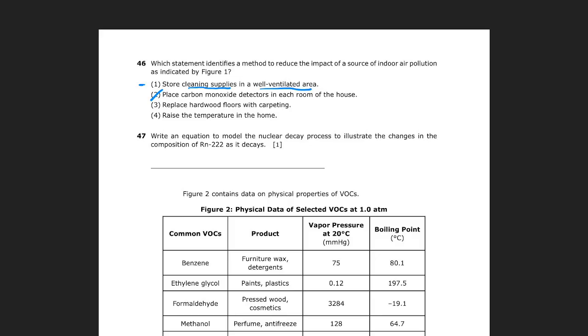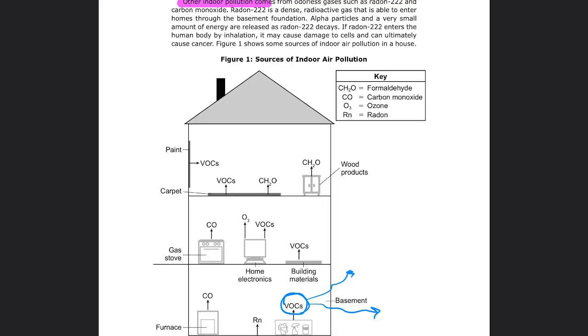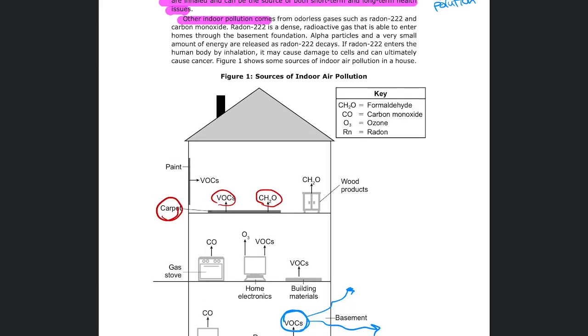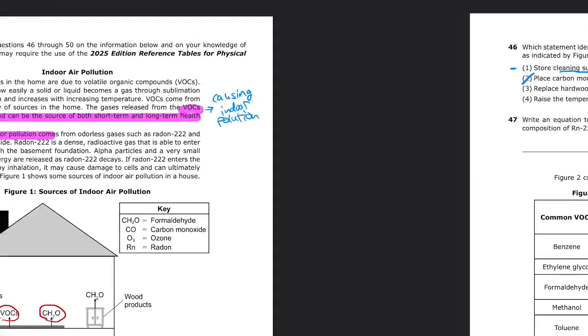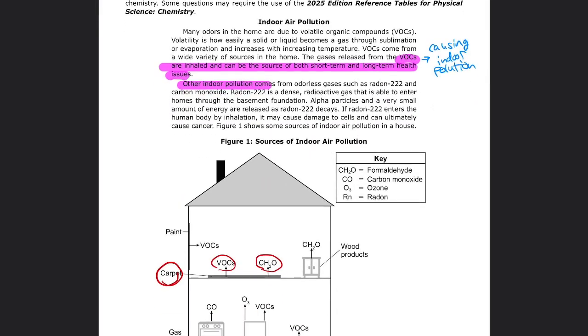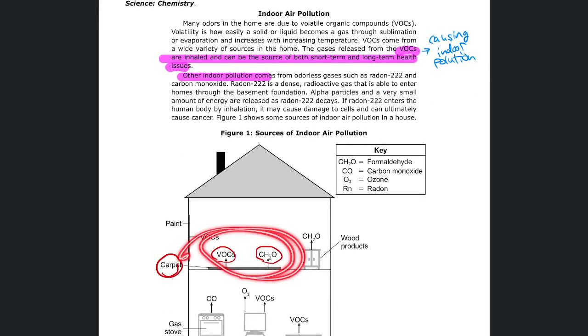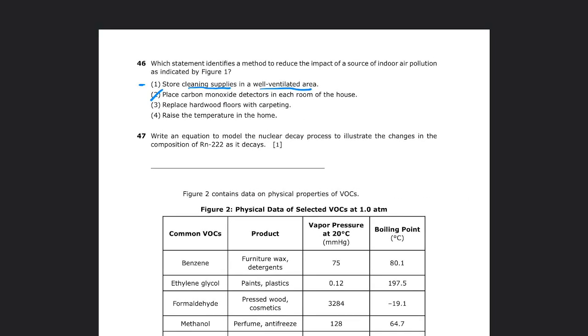Choice 3 says replace hardwood floors with carpeting. If we look at the passage, carpet is a source of VOCs and formaldehyde. Formaldehyde is also a volatile organic compound. So if we're putting carpeting in, we're actually going to end up producing more volatile organic compounds. That's a bad choice.